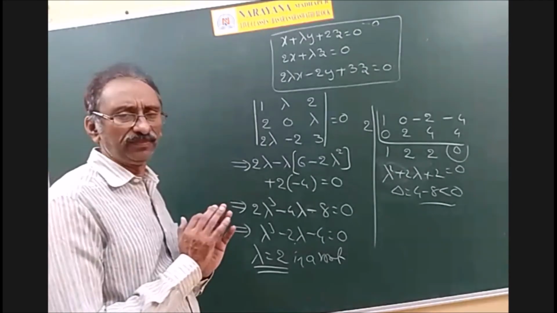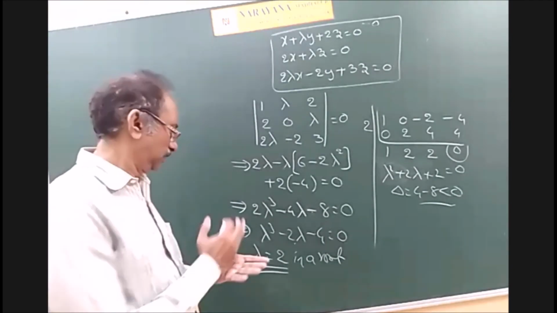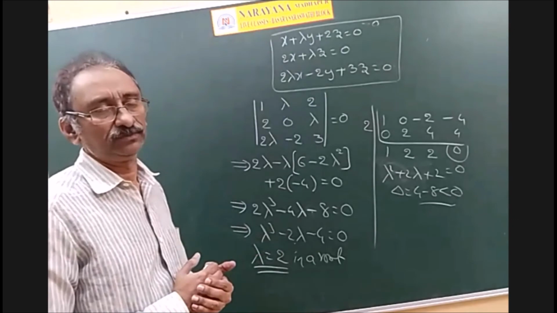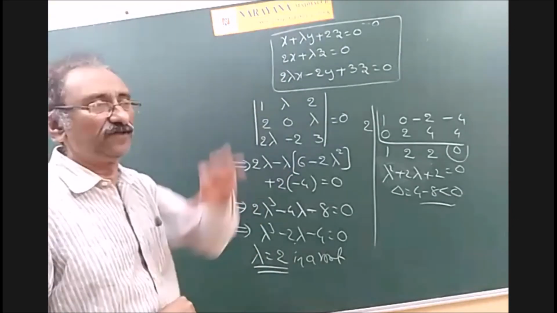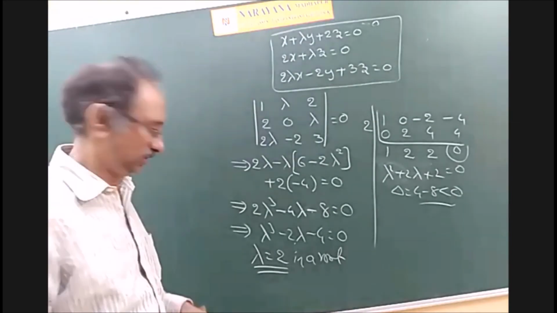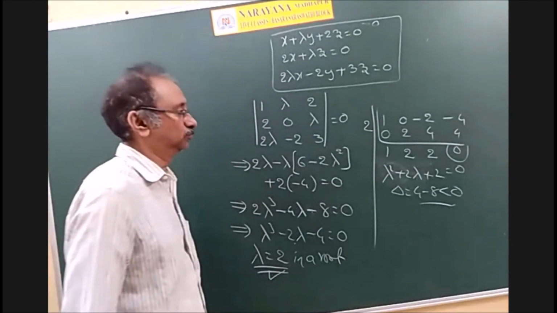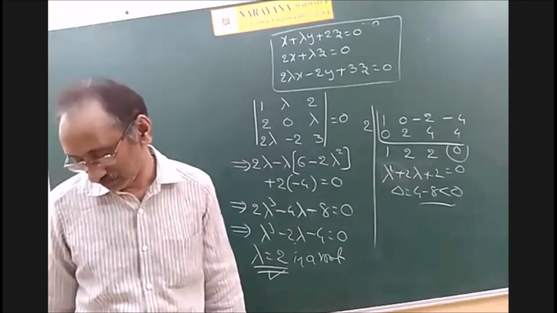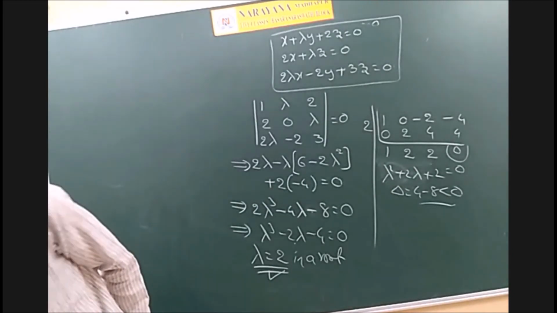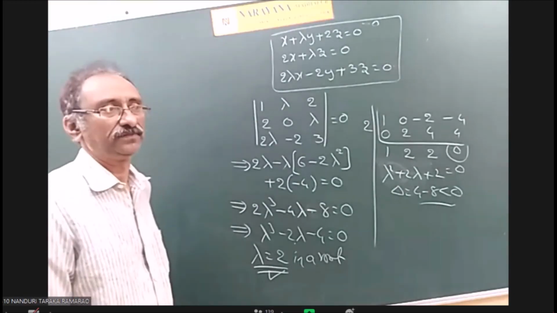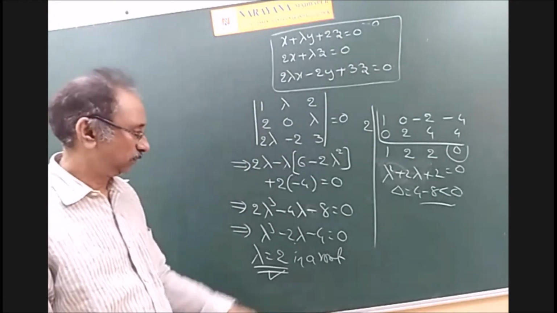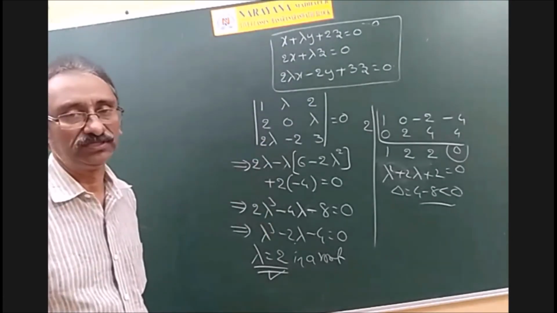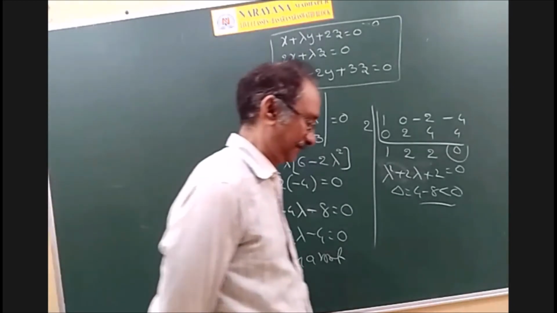Actually, some paper setters will ask up to this only. So for a non-zero solution, what is the value of lambda? What is the value of real lambda? That is the question. So the answer is lambda is equal to 2. But the question is not that one here. So (x plus y minus z) by y, that is the question. Now we will continue. First write up to this.